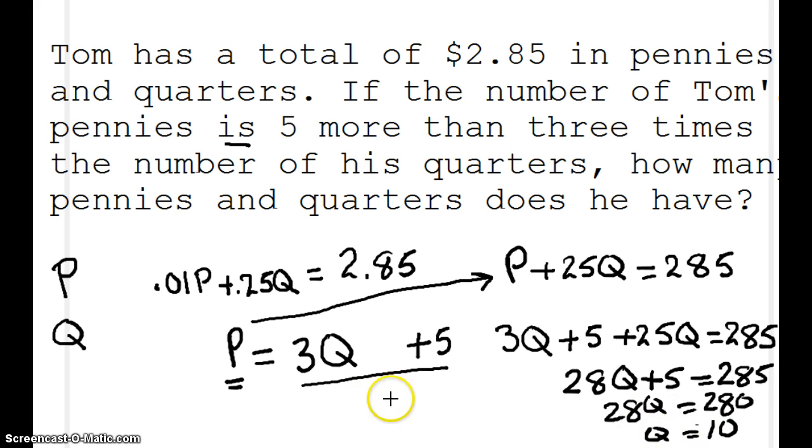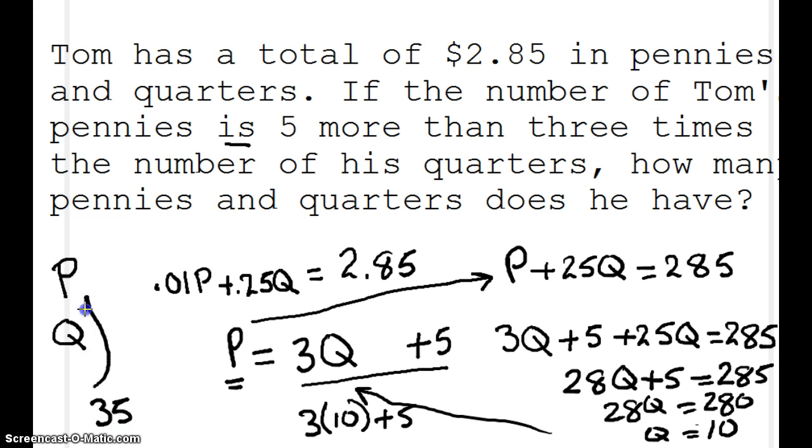I can then go back to one of the equations and substitute it in: 3 times 10 plus 5, so I know that I have 35 pennies and I have 10 quarters. Okay, and obviously we could then do the math, right? 10 times 25 plus 35 times a penny, and hopefully that gets us to $2.85.